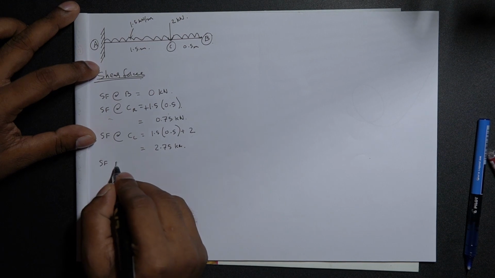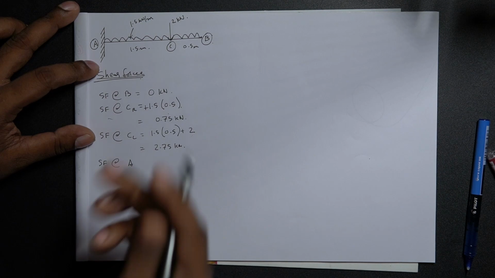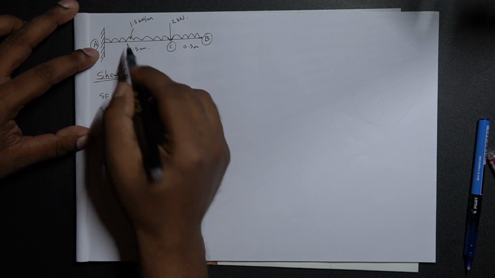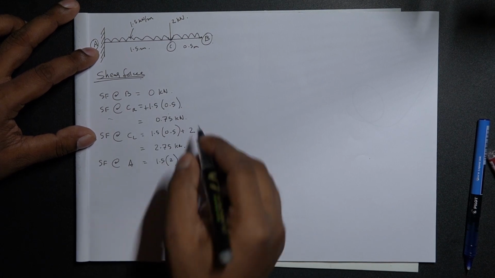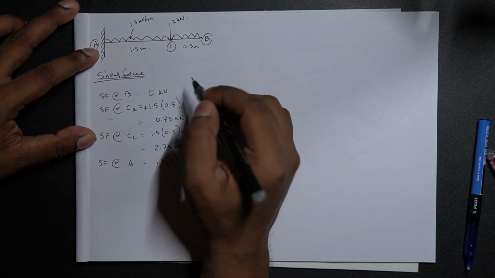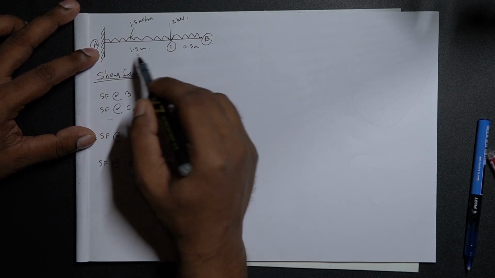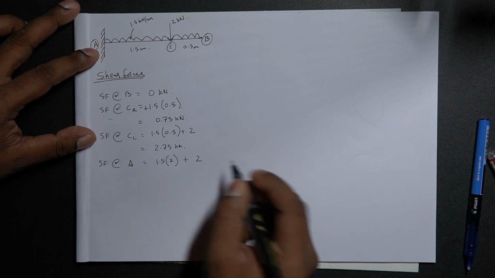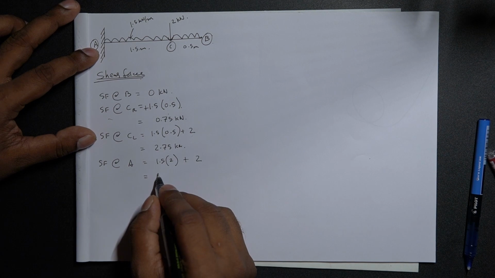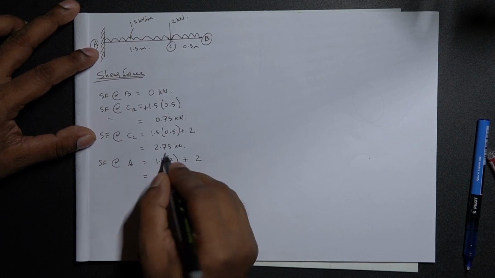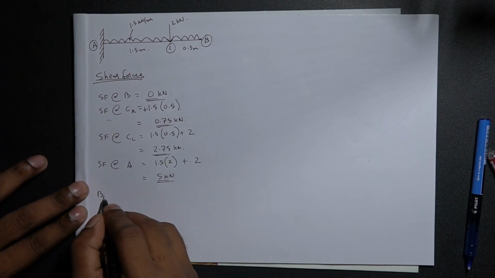Shear force at left of C, we have A, shear force at A. So the shear force at A, 1.5 times the total length, so that is 1.5 times 2, plus the force acting downwards, so it is positive, we have 2 kilonewtons. So this will give us 1.5 times 2 plus 2, 3 plus 2, that is 5 kilonewtons. So this is the shear force. Let's calculate the bending moment.